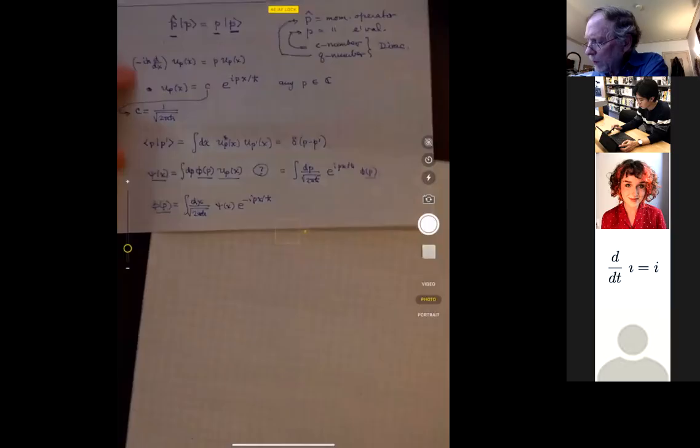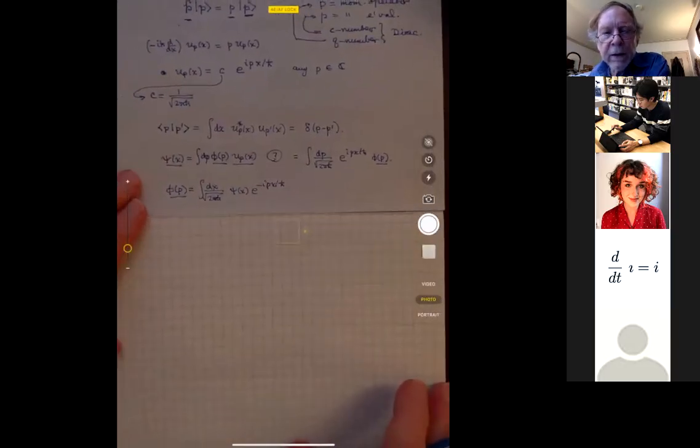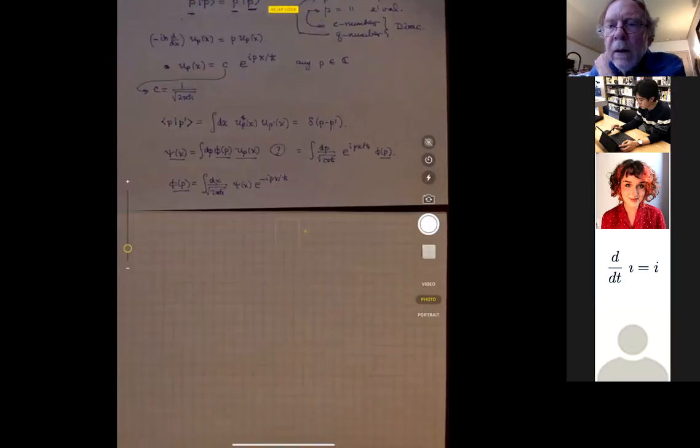Let's take this completeness relation. Was there a beginning of a question? Yeah, I was wondering: does this notion of a Fourier transform between x and p is this similar to the notion of the dual between bras and kets? No, okay.